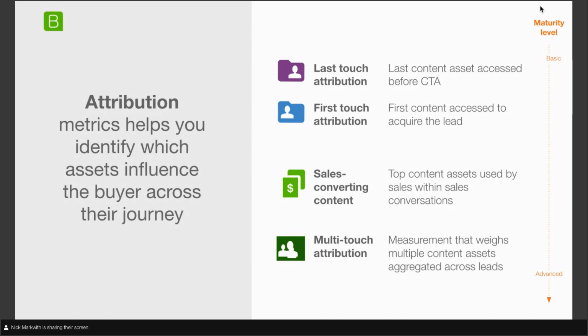Attribution, I'm not going to cover this too much, but attribution and performance are the last two types of metrics. Attribution is really focusing around the influence your content and your campaigns have against the buyer's journey. So this isn't looking at the direct results. This isn't looking at conversion rates.